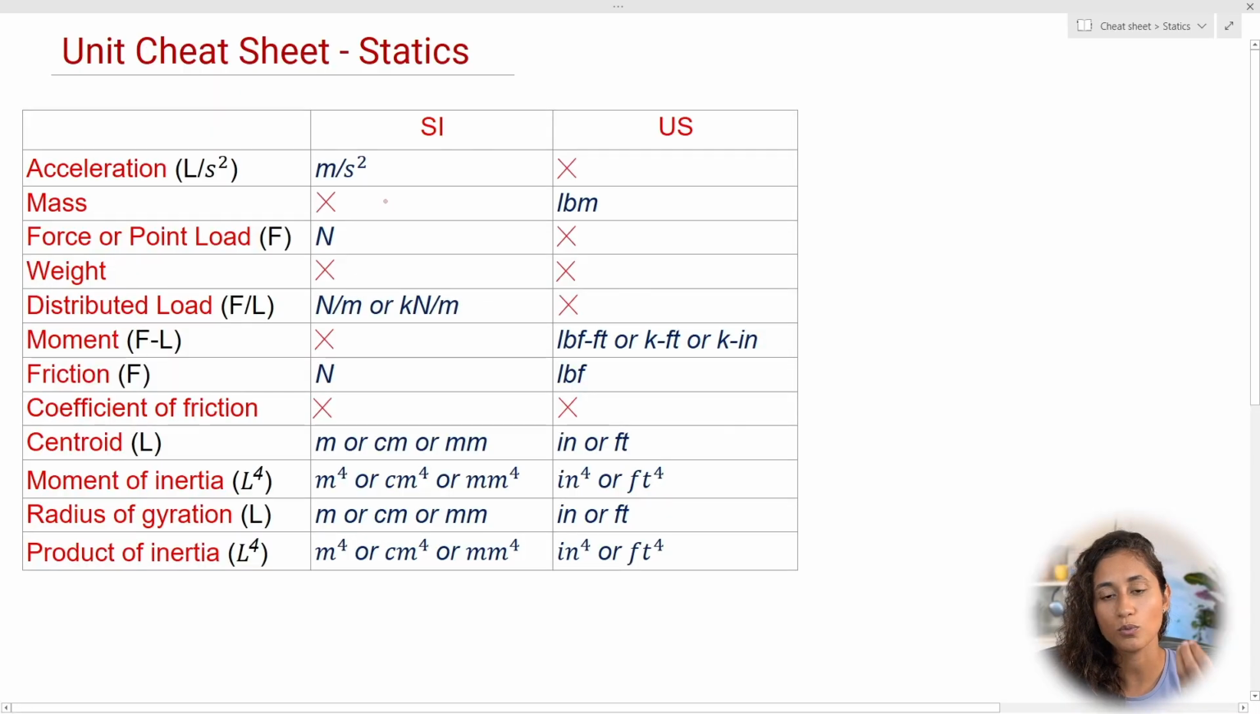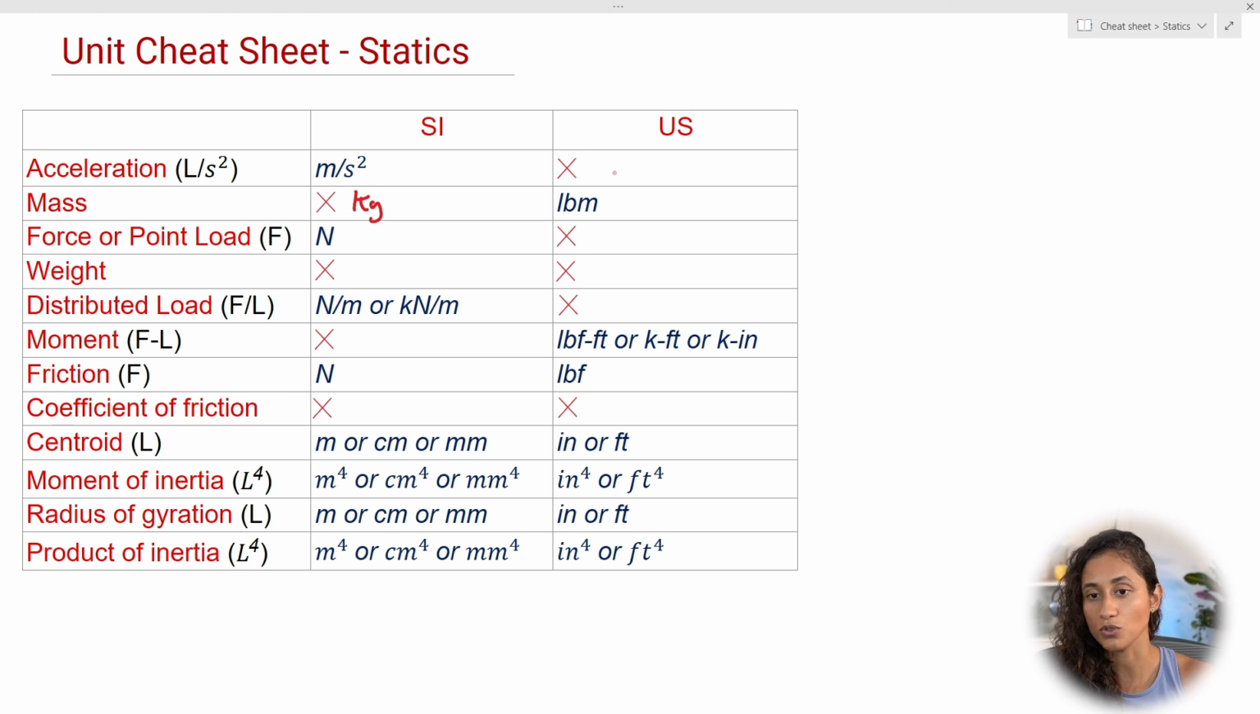Now let's go over mass. Mass has a unit of kilograms if we're dealing with SI units, and pound mass if we're dealing with US units. A lot of times when we are solving problems, we don't really include the m. I myself don't do it, and now that I think of it, I feel like it's important to actually include it because we don't want to confuse it with pound force, which is the unit of force. So if you have mass, when you are writing the units down, try to write pound mass, so that you can differentiate it from force.